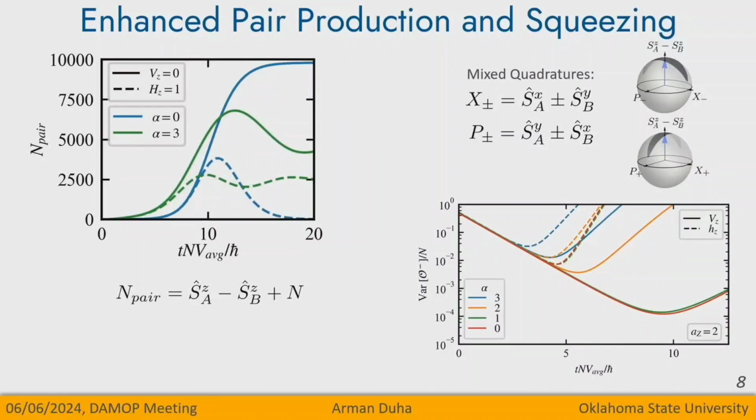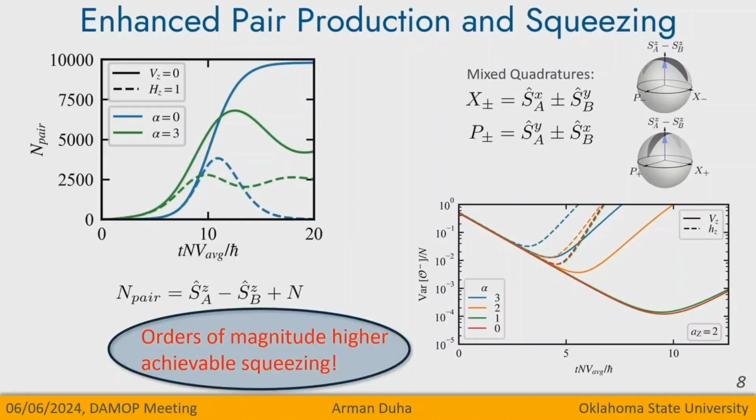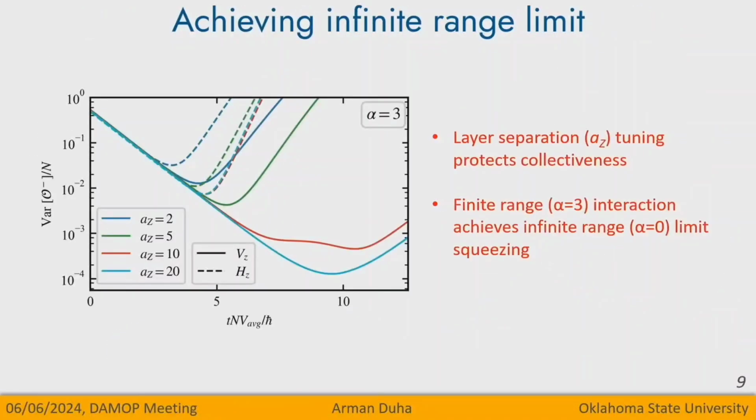For such a small value of AZ, what happens in this shorter range case is that the interlayer interaction is very inhomogeneous, which destroys the collectivity. We don't want it to be inhomogeneous. So one way to get rid of the inhomogeneity would be to just increase the layer separation. That's what we do in the next part. This is just to reiterate that at least for alpha 0 and alpha 1, we get orders of magnitude better squeezing. But we will get this for alpha 2 and alpha 3 as well once we deal with this part, which is what we do here.